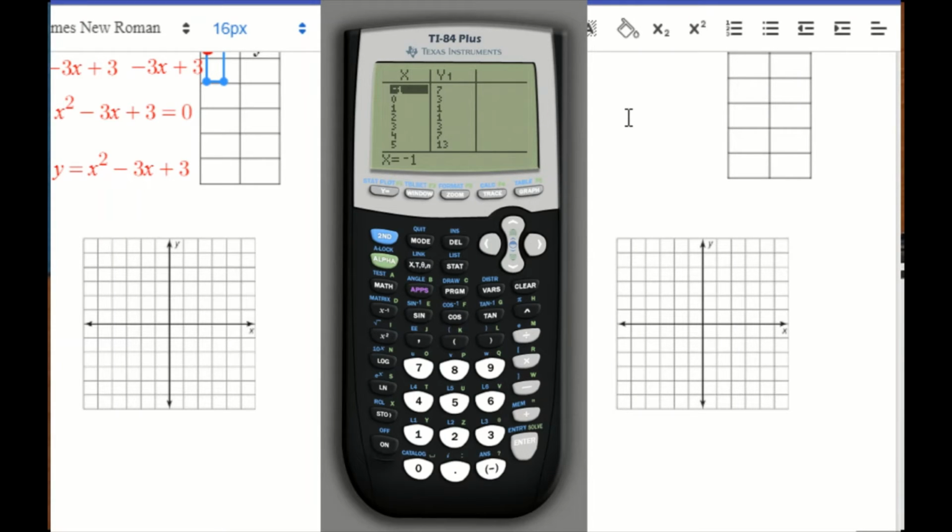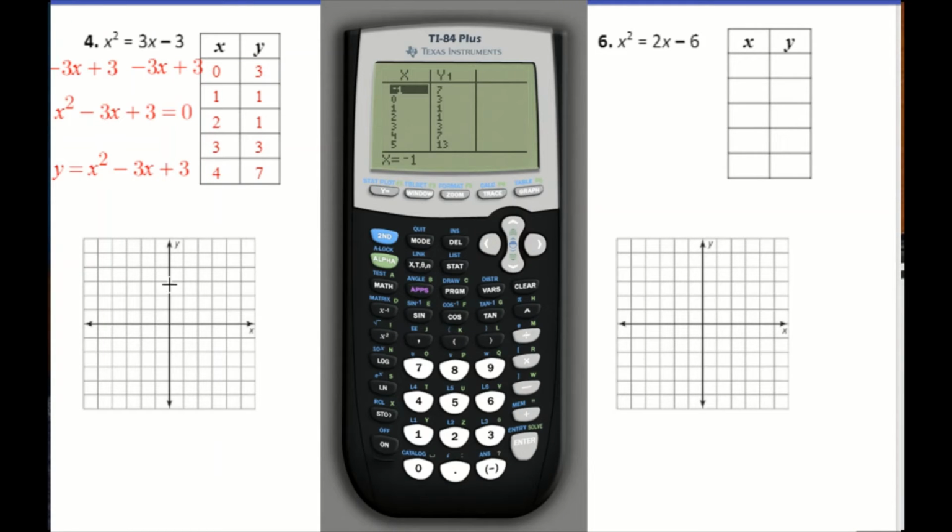We've got 0, 3, and I'm starting there because negative 1, 7 is going to be off the grid. 1, 1, 2, 1, 3, 3, and 4, 7. I have that right? We won't be able to fit that, but that's okay. The number of entries in this table doesn't have to be 5 entries. You just basically want to fill as many as you can.